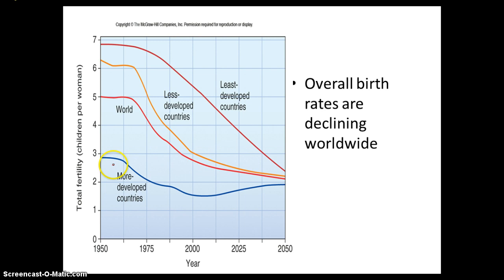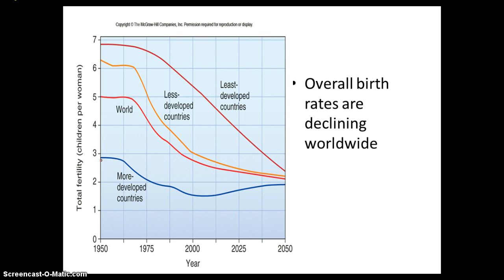And then for places like the United States and Europe, which are more developed than most of the world, we see an even lower birth rate. And so as affluence increases, as wealth increases, birth rates generally tend to decrease. In the U.S., we've got an average birth rate of about 2.5 children per woman per her lifetime.